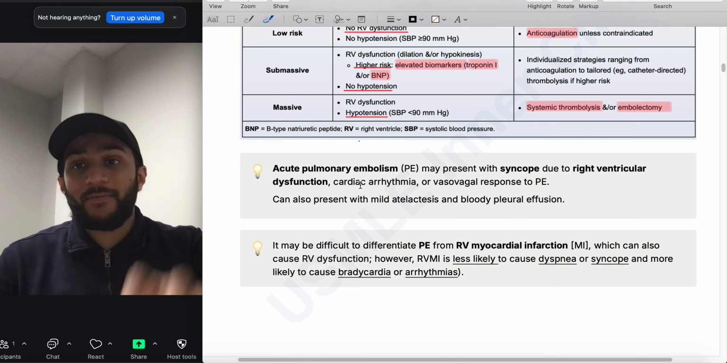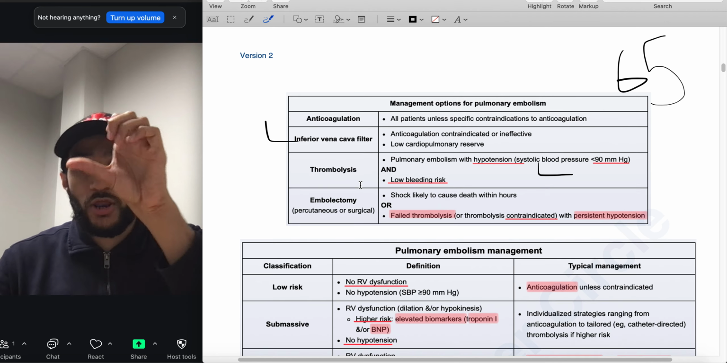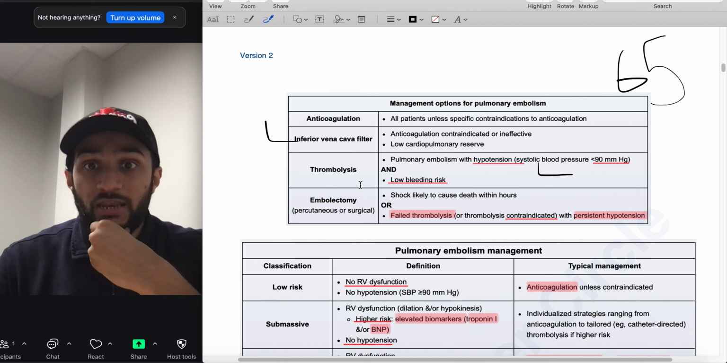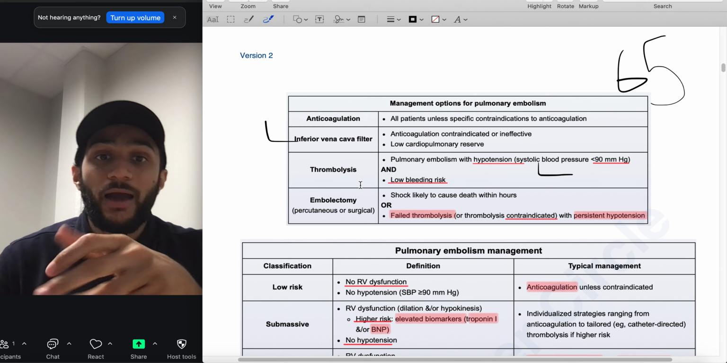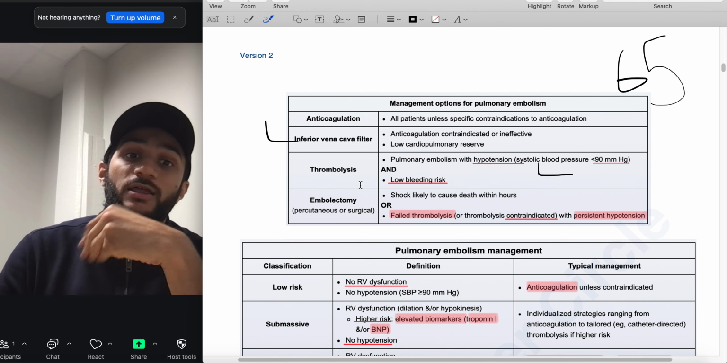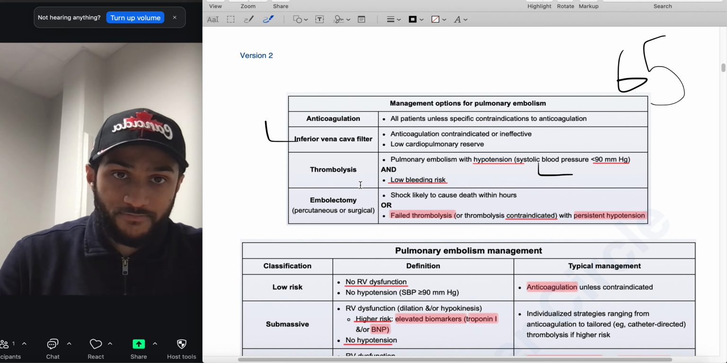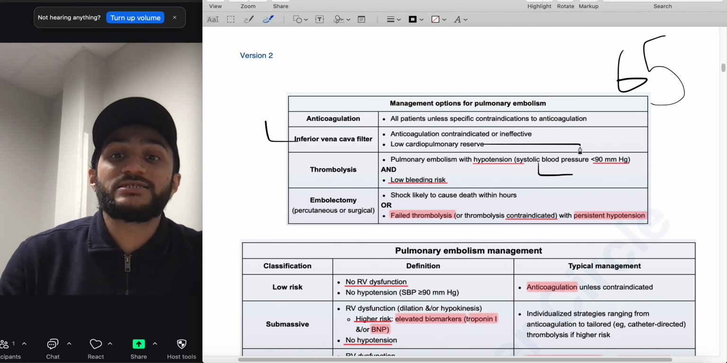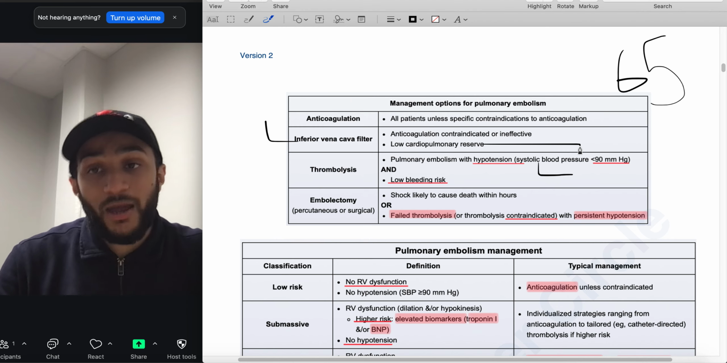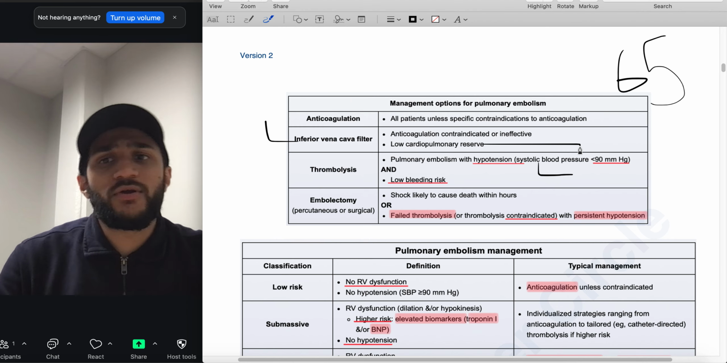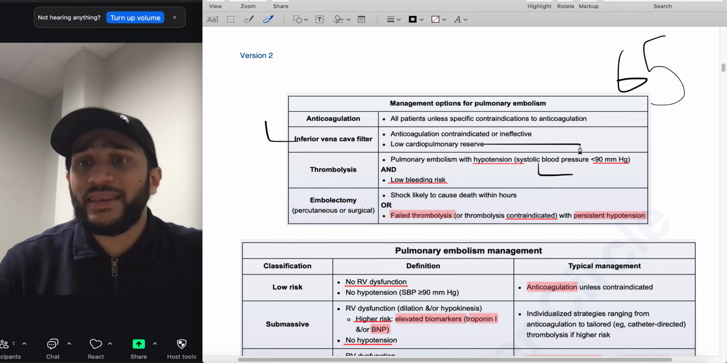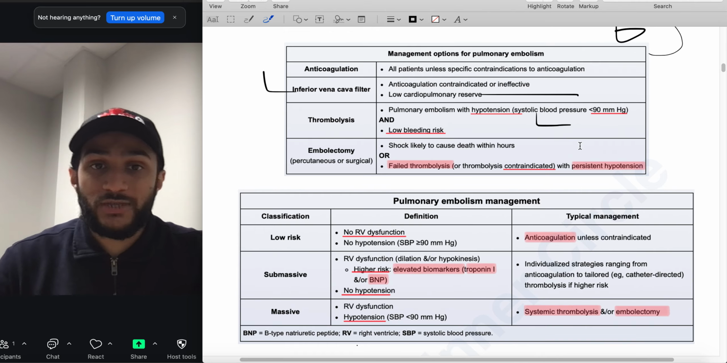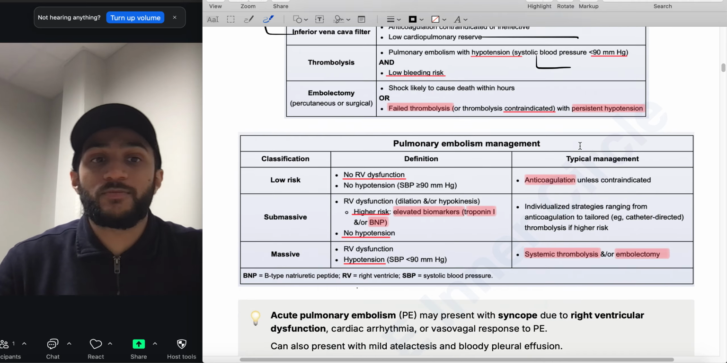So just wanted to come here and recap, guys. For pulmonary embolism, you want to give anticoagulation only if it's not contraindicated. We can go IV filter. That's going to be if anticoagulation is contraindicated and there's low cardiopulmonary reserve. Then we want to go for thrombolysis. Thrombolysis can be done if there's hypotension, and there's no risk of bleeding. We can do embolectomy, percutaneous or surgery. That's going to be for shock or death within hours, or failed thrombolysis, or thrombolysis contraindicated with persistent hypotension.